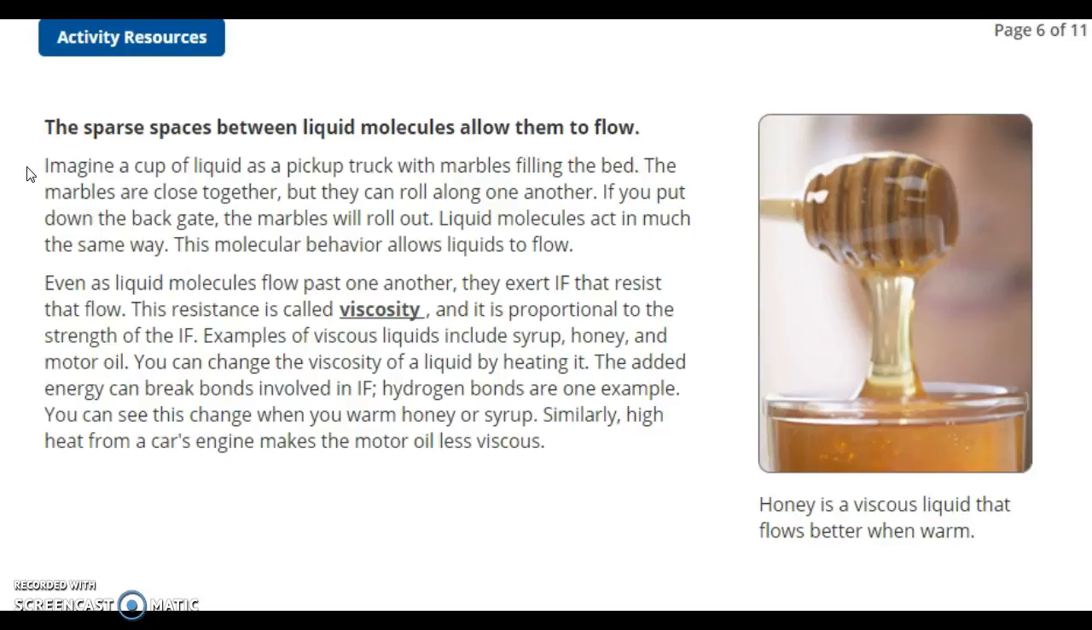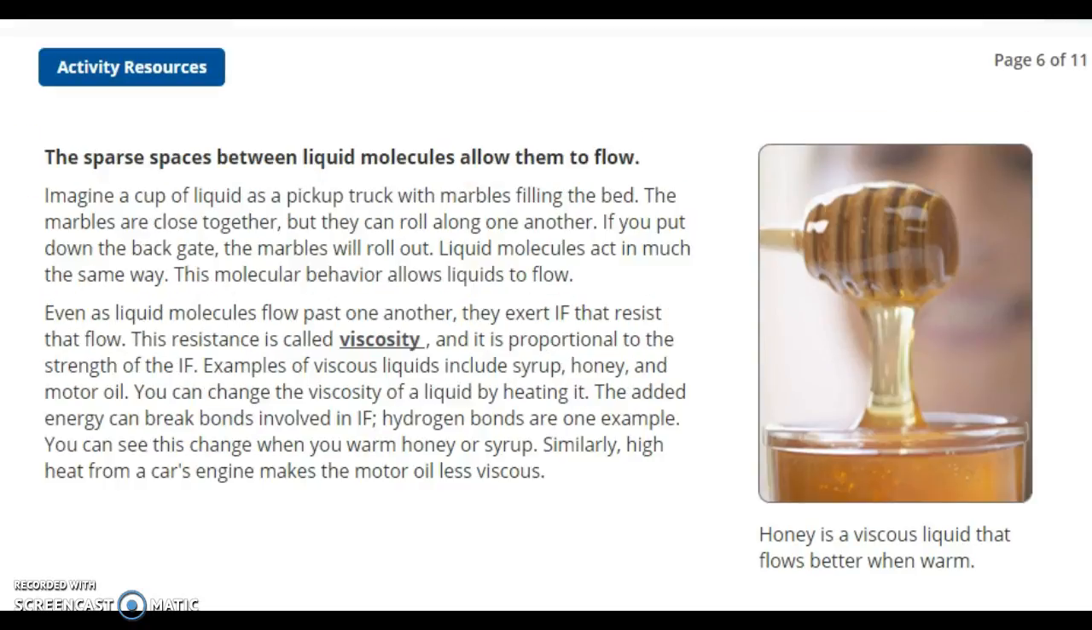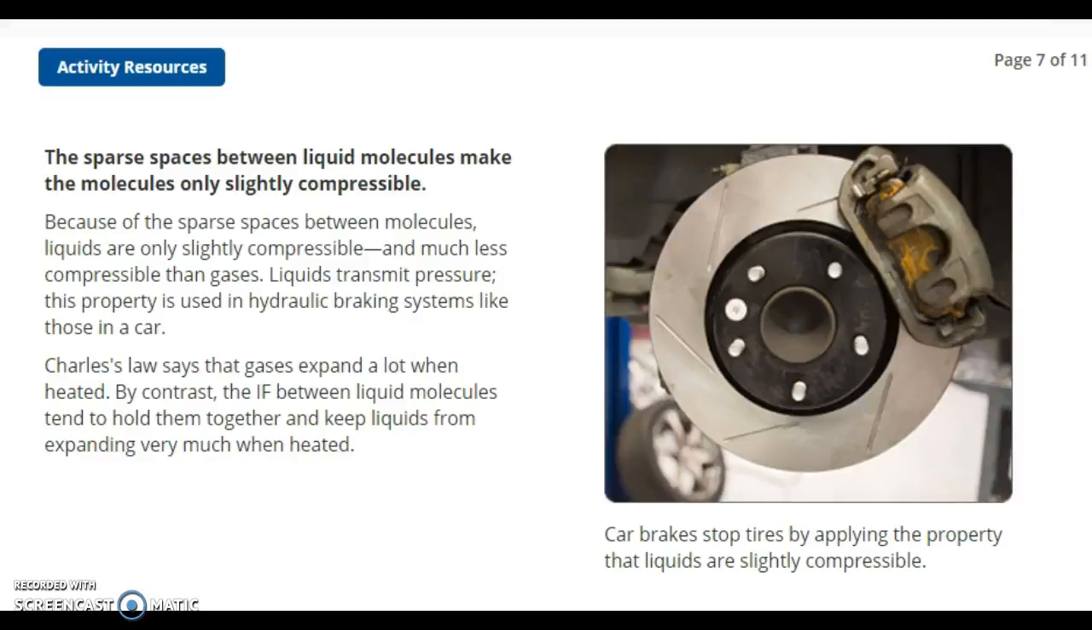Hydrogen bonds are one example. You can see this change when you warm honey or syrup. Similarly, high heat from a car's engine makes the motor oil thinner or less viscous. So, more heat, more motion, less viscosity. The sparse spaces between liquid molecules make the molecules only slightly compressible. Because of the sparse spaces between molecules, liquids are only slightly compressible and much less compressible than gases. So gases, we can really squeeze that balloon tight. Liquids, we can squeeze a little, but not a lot.